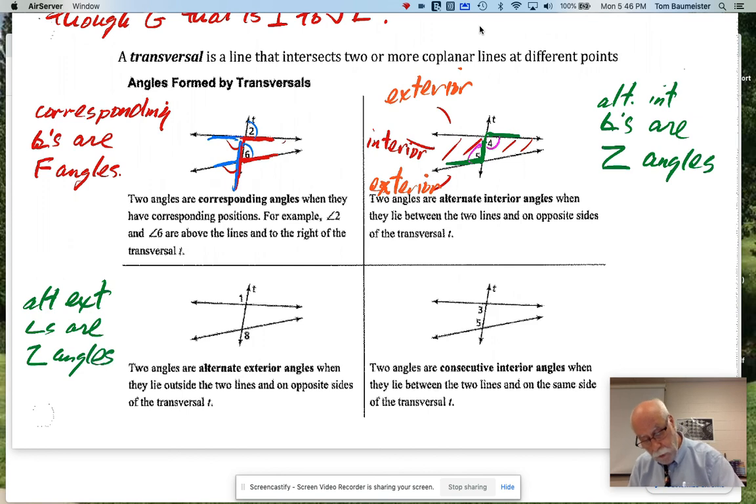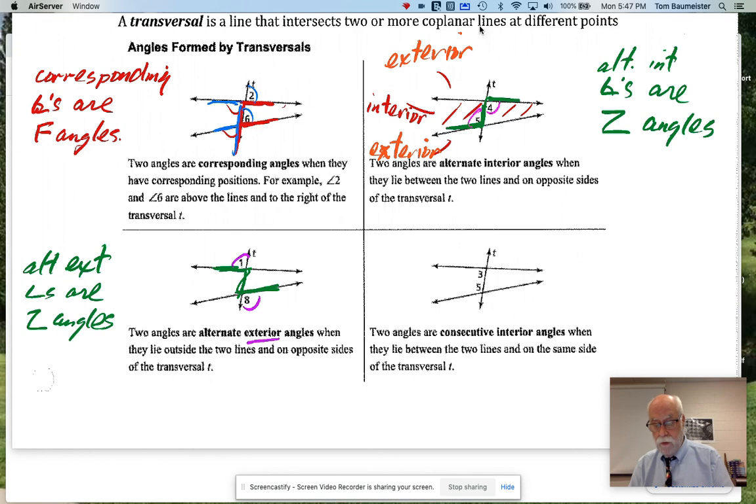So again, if I do this, because I just said we can be dyslexic, we can see letters backwards. If you look at it here, you have one here and you have one here, on the opposite sides of the transversal, and they are outside of the two lines. So they're on the exterior. That's why we call them alternate exterior angles.